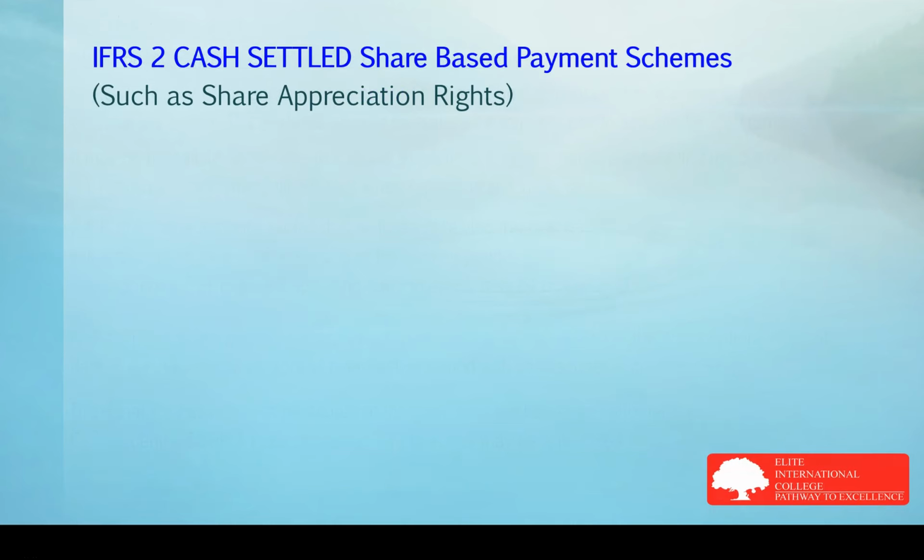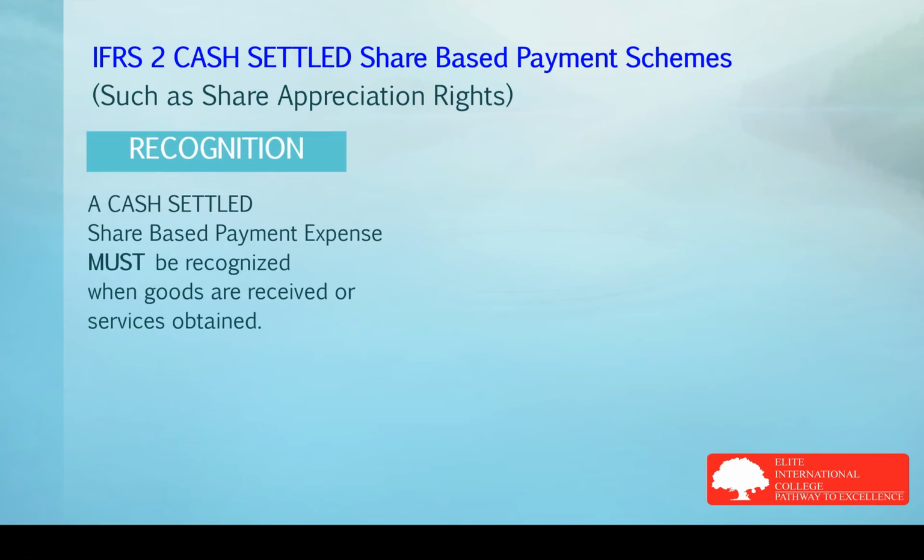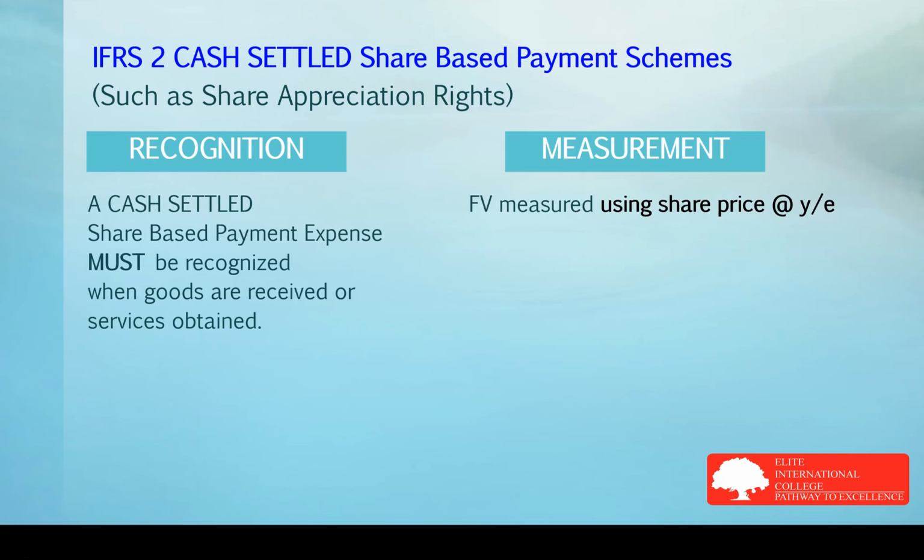Now, what if the exam question now brings in cash-settled share-based payment schemes such as share appreciation rights? Then how does that work? So let's just revise our IFRS 2 very quickly on the area of recognition and measurement. On recognition, a cash-settled share-based payment expense must be recognized when goods or services are obtained. On the area of measurement, the fair value must be measured using the share price at year end, which is different from equity settled because that would be the fair value at the grant date.